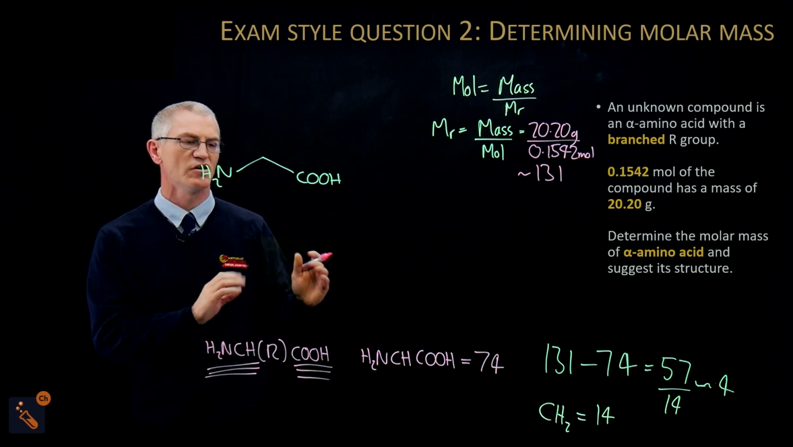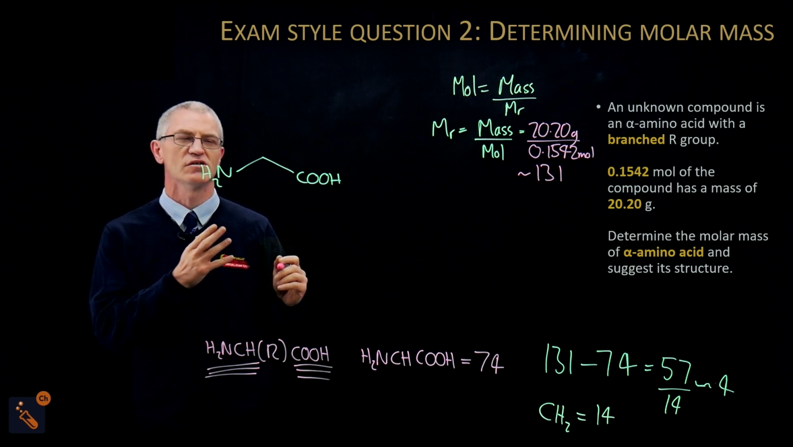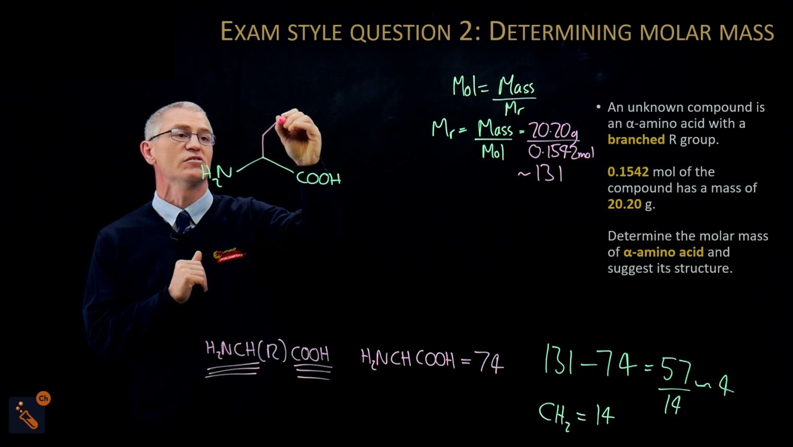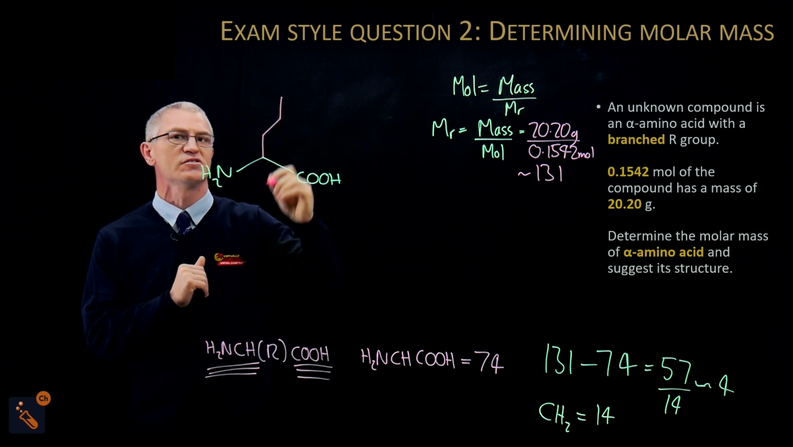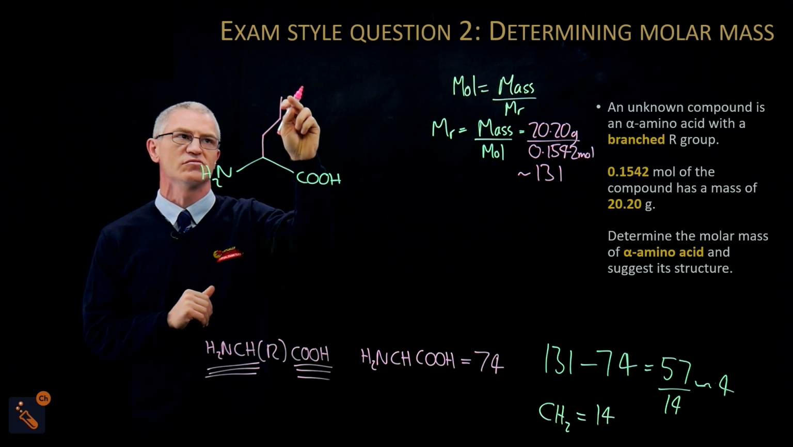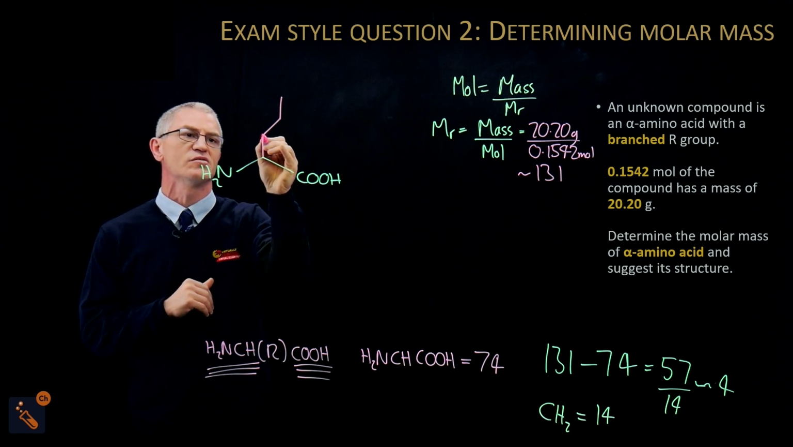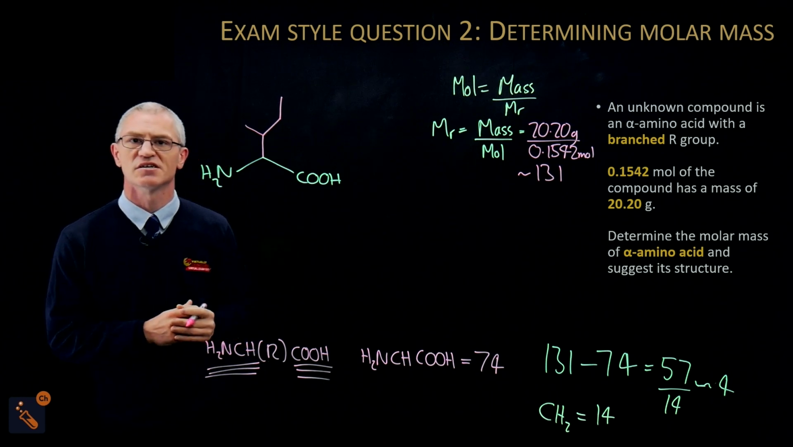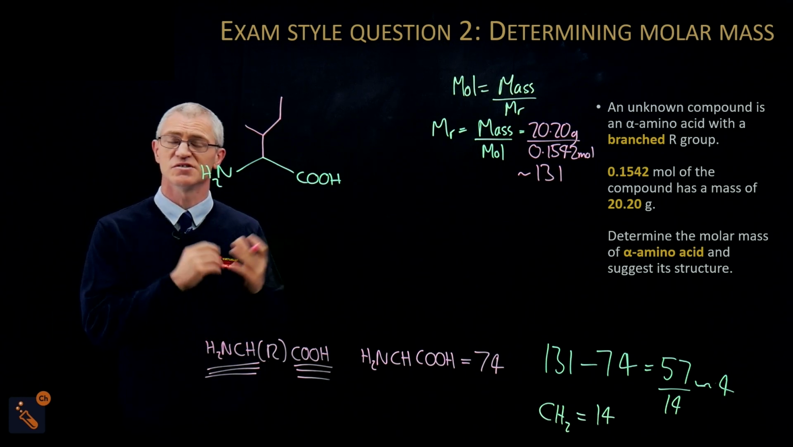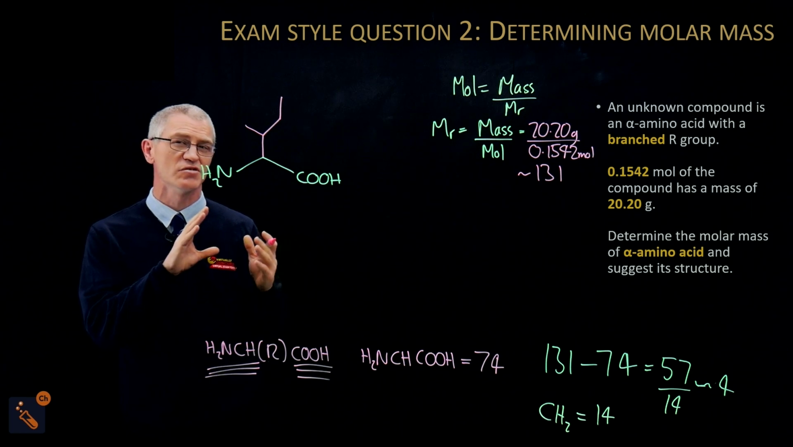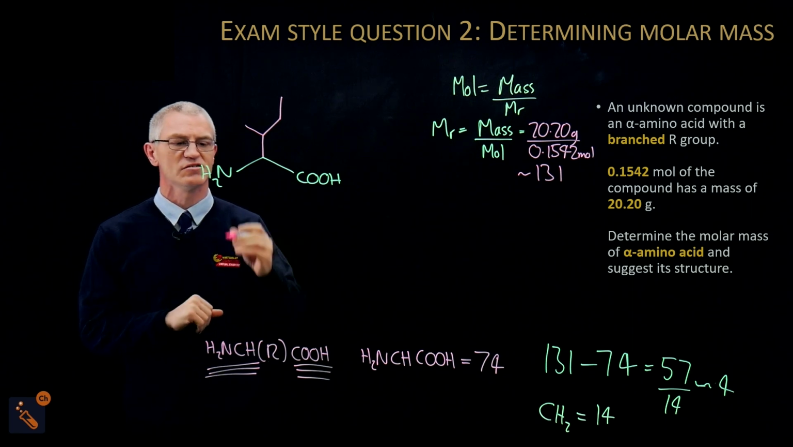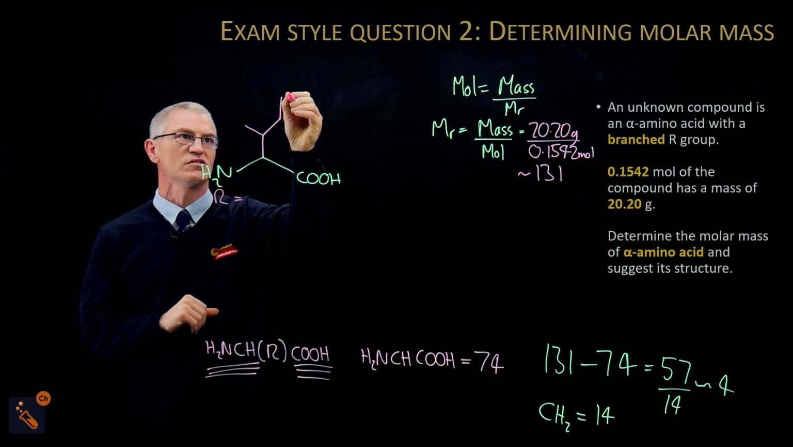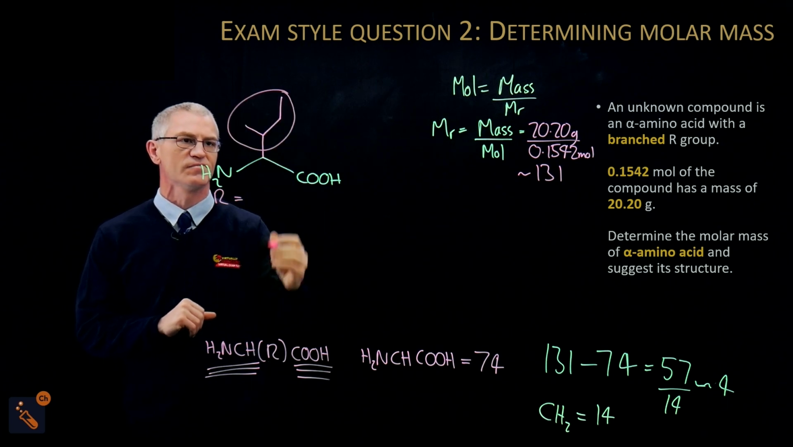So we've got 4 carbons. Let's think, what can we do with 4 carbons? It's got to be branched, so let's make it 3 carbons long first of all, and there's your 3. 1, 2, 3. Got to make it branched, so let's put a branch on there. If the question is asking to suggest the structure, you've suggested the structure. But sometimes the question asks you to state what the R group is. So the R group is going to be equal to this section here.